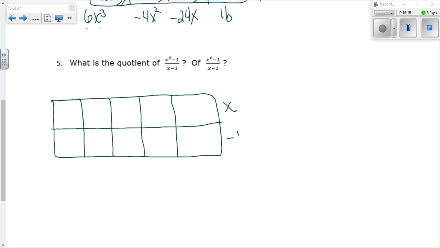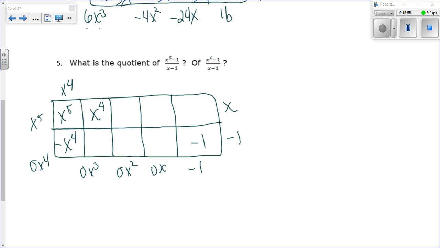So this is x minus 1. And over here is x to the 5th, 0x to the 4th, 0x to the 3rd, 0x squared, 0x, negative 1. I have to represent all the powers from my highest power all the way down. This is going to be x to the 5th. This is going to be negative 1. What do I multiply x by to get x to the 5th? Well, that's x to the 4th. X to the 4th times negative 1 is negative x to the 4th. I need that to be 0x to the 4th, so this has to be positive x to the 4th.